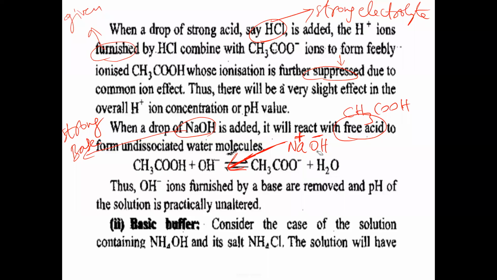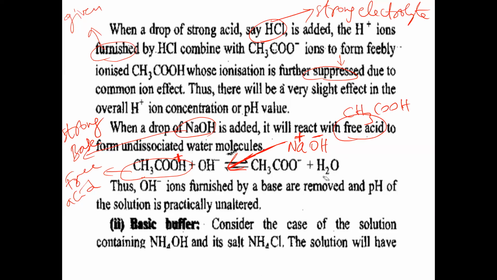Now what is happening? The OH minus ions furnished by NaOH will interact with what? Free acid. Free acid means acid molecules, that's all. So with the free acid, the OH minus coming from NaOH combines. The H plus from acid and OH minus from base combine to form what? H2O. Undissociated H2O is formed here.